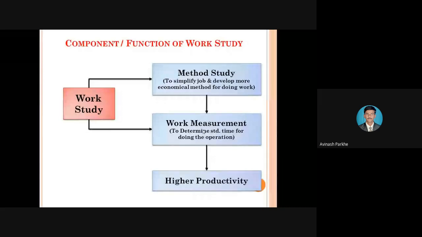If method study and work measurement both work properly, or if both techniques can be applied in the industry, your productivity can automatically be increased. Therefore, from this diagram, we can easily say that work study is further divided into two types, method study and work measurement. Work measurement is carried out after method study, and if these two concepts are applied in the industry, then your productivity can automatically be increased.